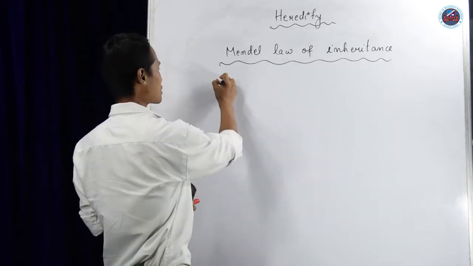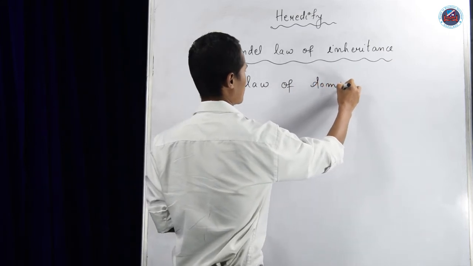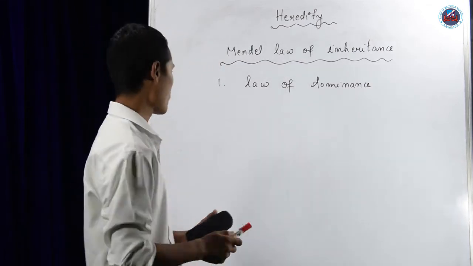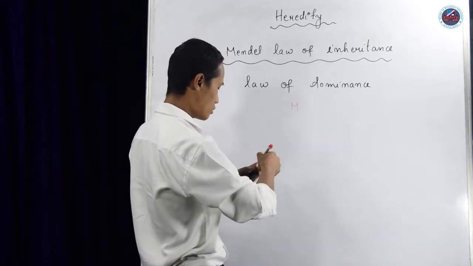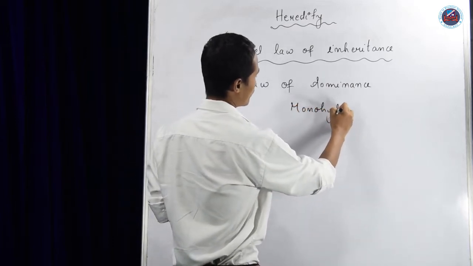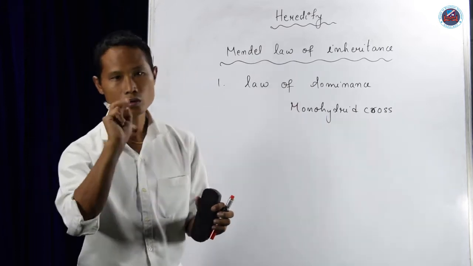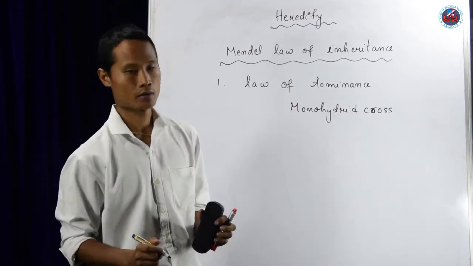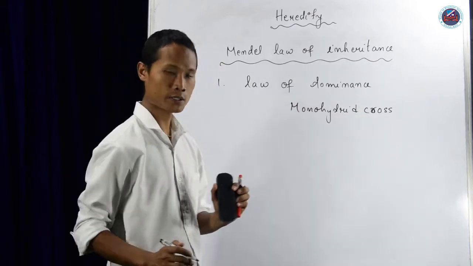The first law is the law of dominance. Let's try to understand the law of dominance. Now, if I say monohybrid cross, it means the cross between two different plants having one contrasting character. For example, a tall and a short plant. So that is said to be a monohybrid cross.